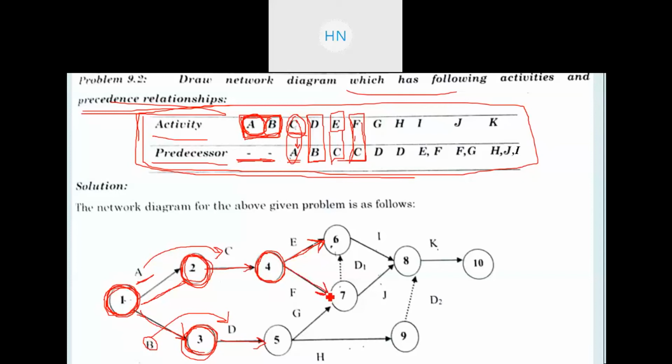This F also I am taking out from the activity C, that is from node 4, right? So E and F both are coming out because both have the same predecessor, that is C, right? दोनों में एक ही predecessor activity है जो C है. If we move forward, then we have activity G that has predecessor D.